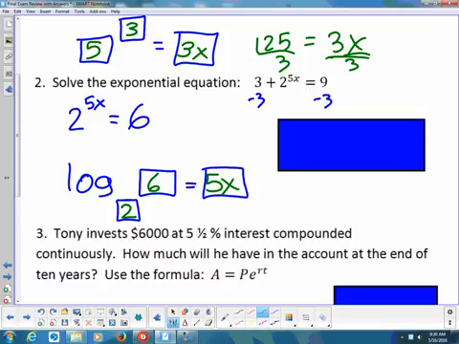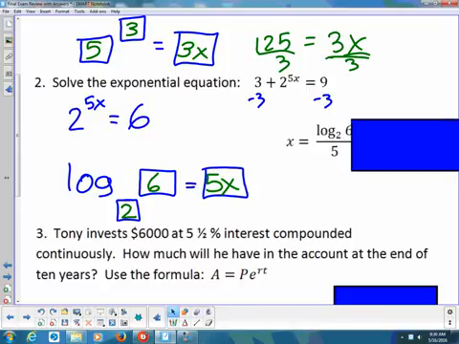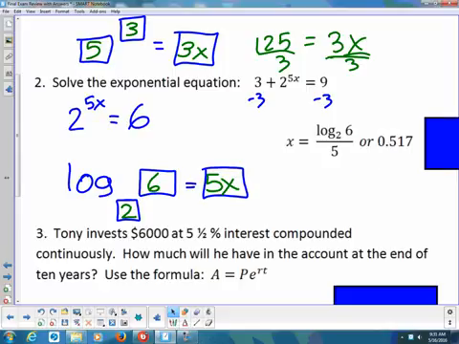All right, and then you're going to look at your calculator. You're going to do log to the base 2 of 6 on your calculator, and then you are going to divide both sides by 5. So we should have log to the base 2 of 6 over 5, and that should turn out to be about 0.517. Can you confirm that?